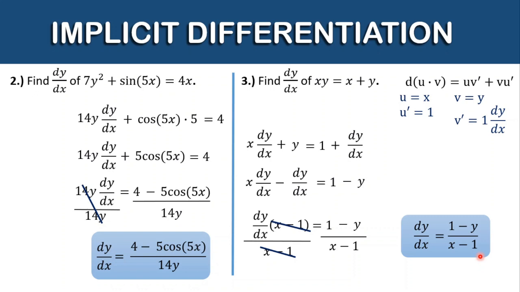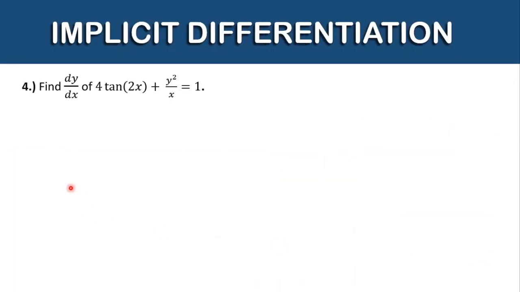For our problem number 4, find dy over dx of 4 tangent of 2x is equal to y squared over x equals 1. So differentiate natin yung first term. We have 4, tapos ang derivative ng tangent natin ay secant squared. So we have 4 secant squared 2x multiplied by the derivative of u. So ito yung u natin. The derivative of 2x is 2.